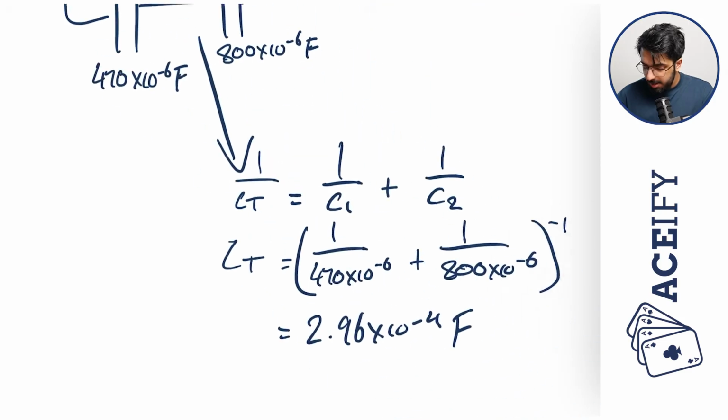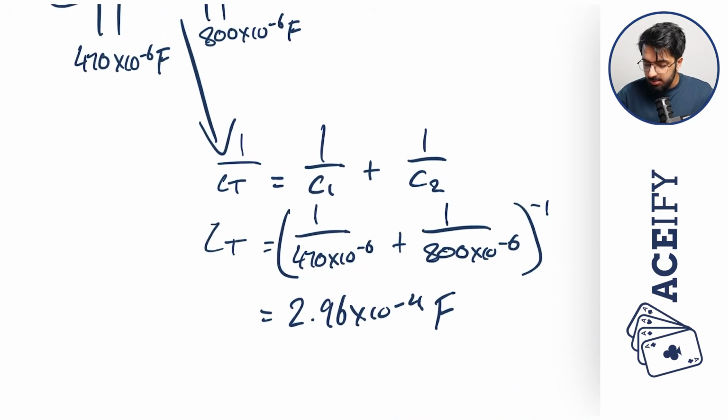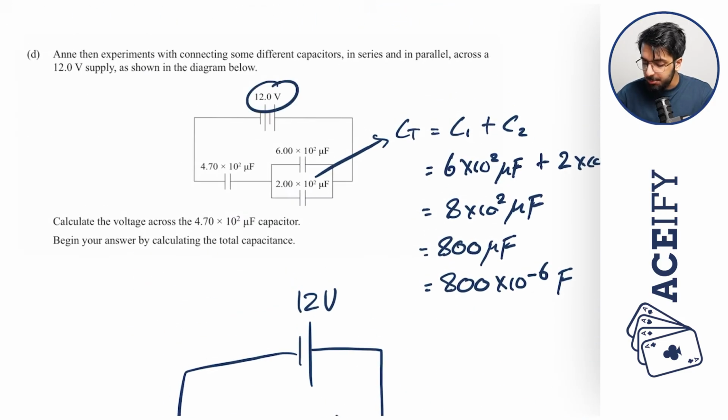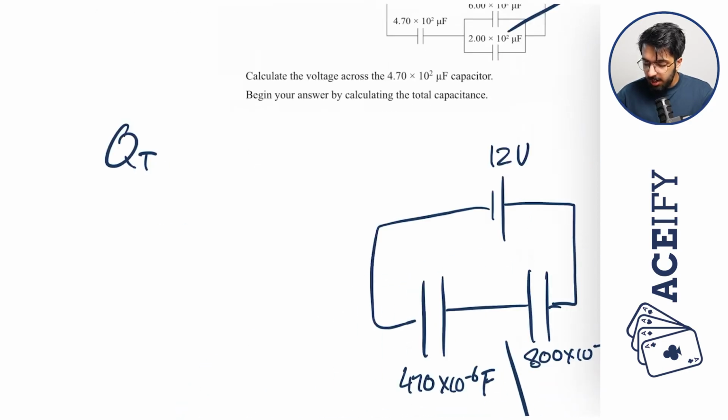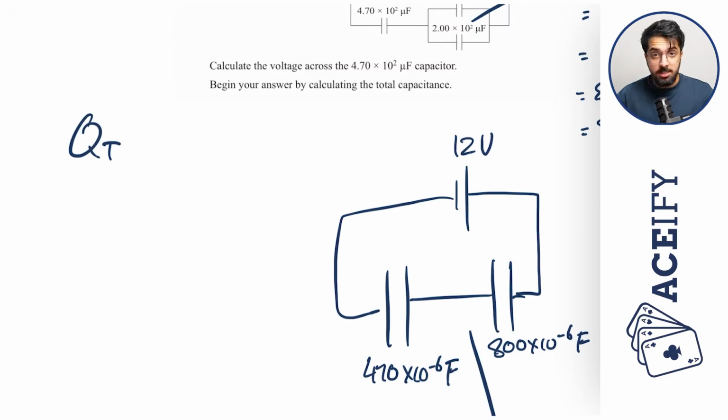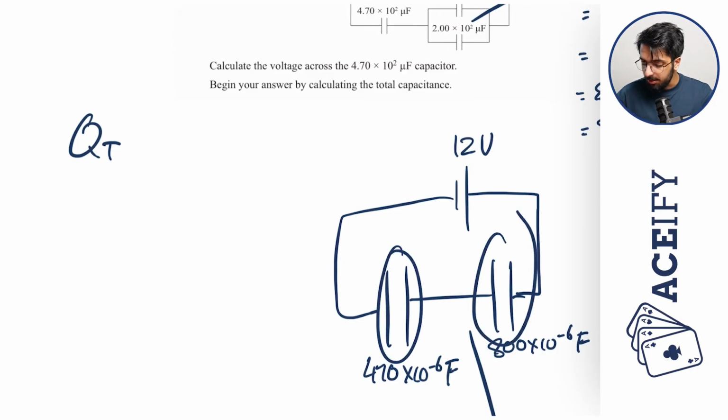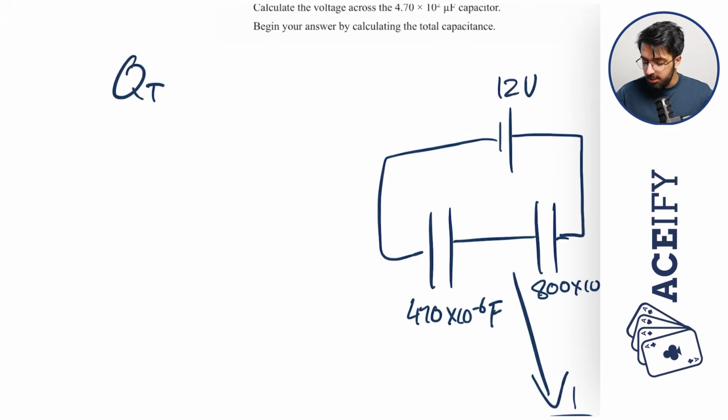Now from here we have the total capacitance and we also have the voltage of the supply, and so therefore we can find the total charge. Remember, in series, the total charge is equal to the amount of charge on each capacitor. Once we find the total charge, we can therefore find the voltage across one of the capacitors, which is this capacitor right here.